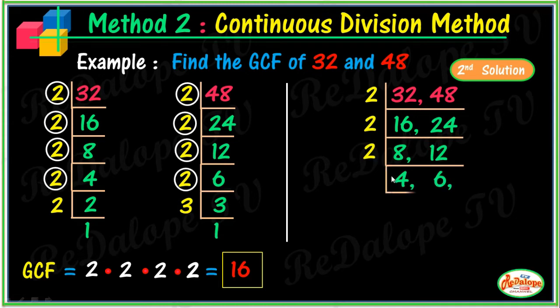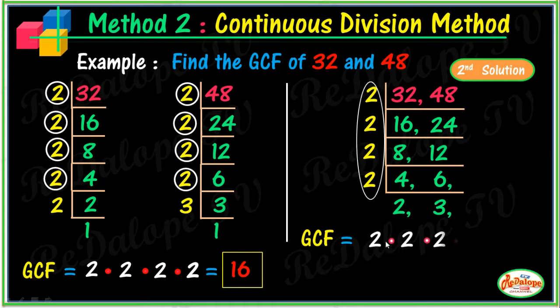4 can also be divided by 2 again. So we divide 4 by 2, that is 2. 6 divided by 2 is simply 3. Now, we stop here since we have the common factors 2, 2, 2, 2. Then to find the GCF, encircle these prime divisors, and it happens to be 2 multiplied by 2 by 2 by 2, and the answer would be the same as 16.